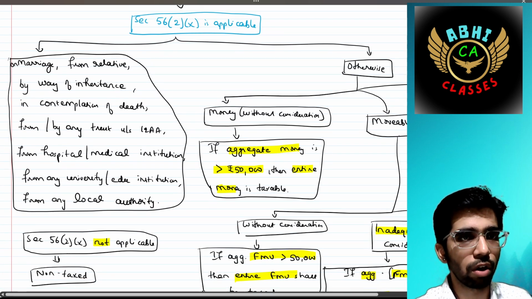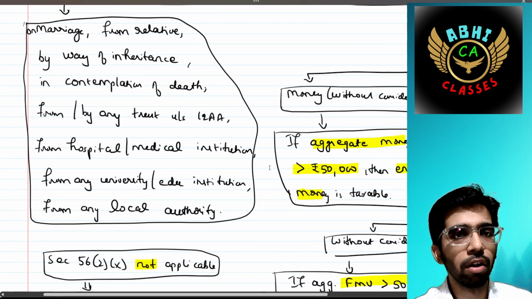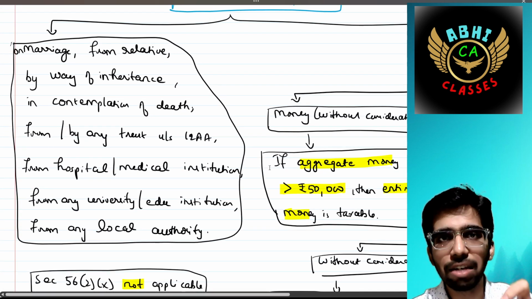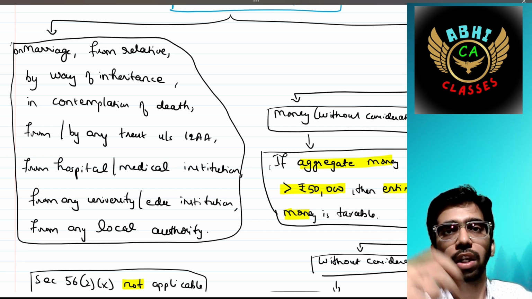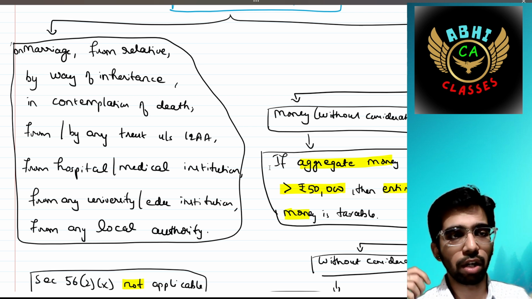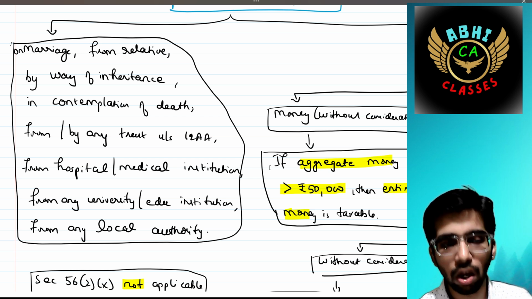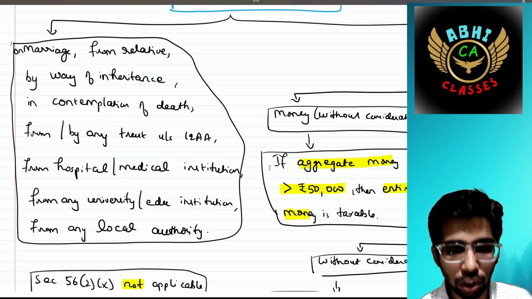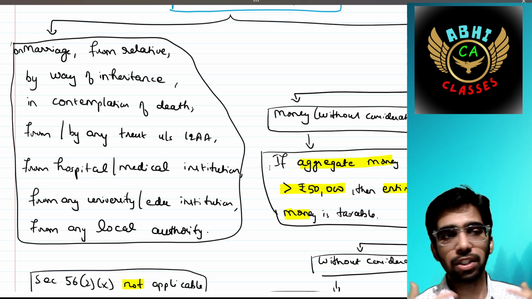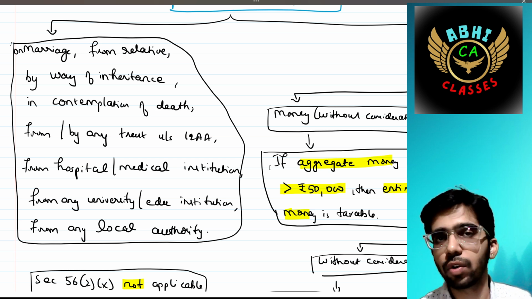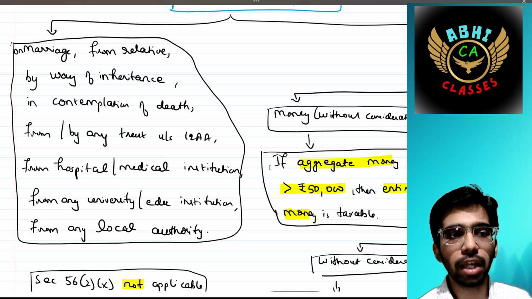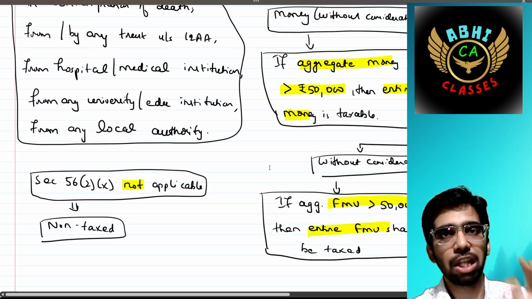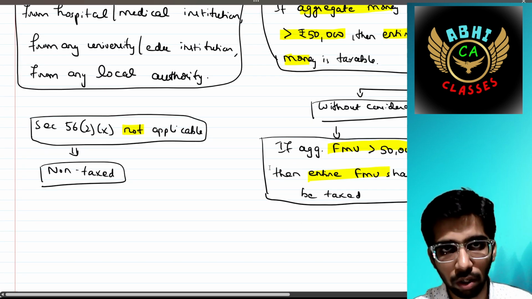First, we'll see one by one. If the gift is received on the occasion of your marriage from a relative, or the gift is received by way of inheritance or in contemplation of death, or the gift is received from or by any trust under section 12AA, from a hospital or medical institution, from any university or educational institution, or from any local authority, then 56(2)(x) is not applicable, so it is not taxable at all.